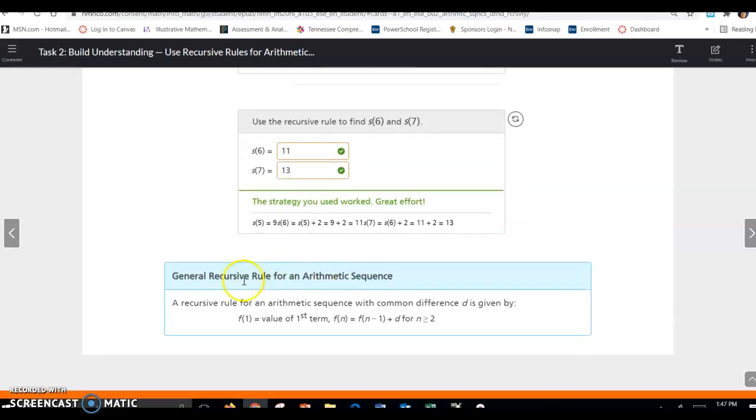All right, your general rule, this is important, make sure this is in your notes. General recursive rule for an arithmetic sequence. A recursive rule for an arithmetic sequence with common difference d is given by f of 1 is the value of the first term, and then f of n equals f of n minus 1 plus d for all n greater than or equal to 2. All right, that's all for task 2. If you have any questions, let me know.